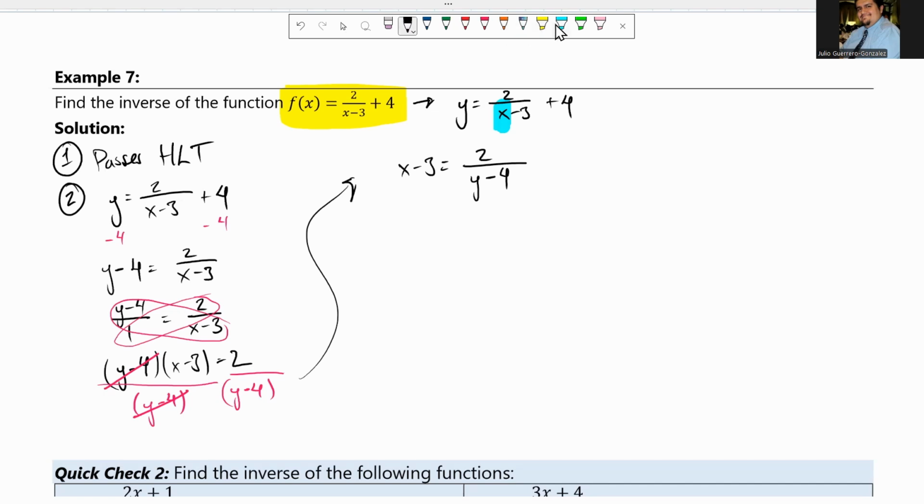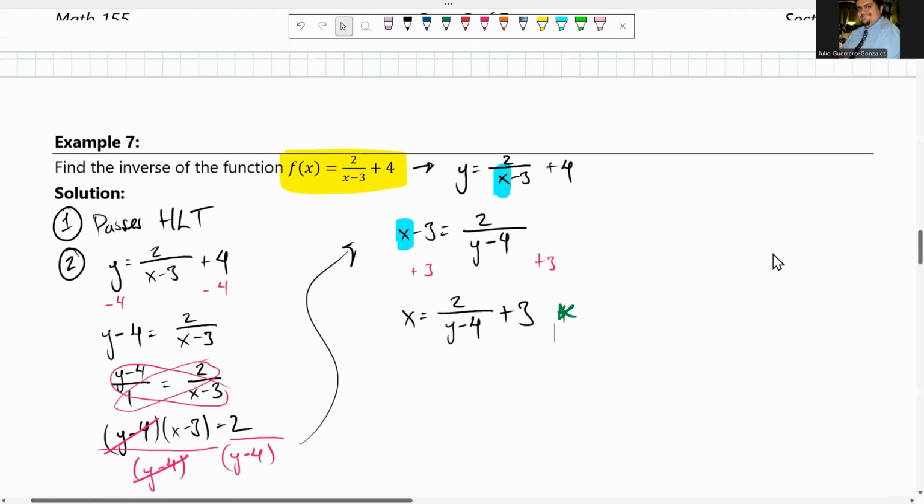And then, like I said, I want x by itself, and that negative 3 is in the way. So plus 3 on this side. x is equal to 2 over y minus 4 plus 3. Okay, that takes care of this right here, the end of step 2.